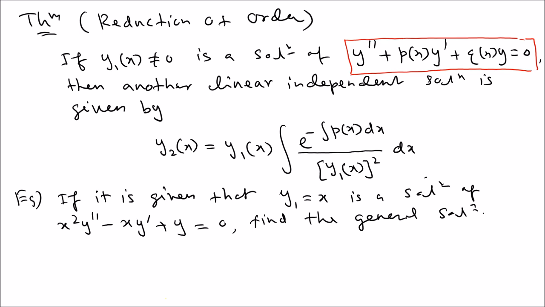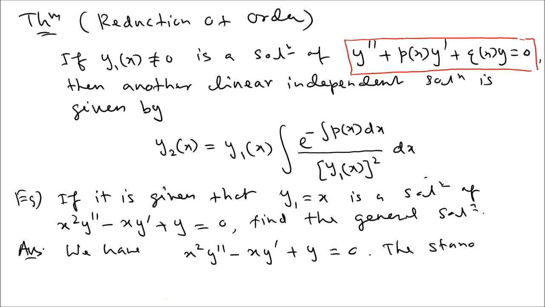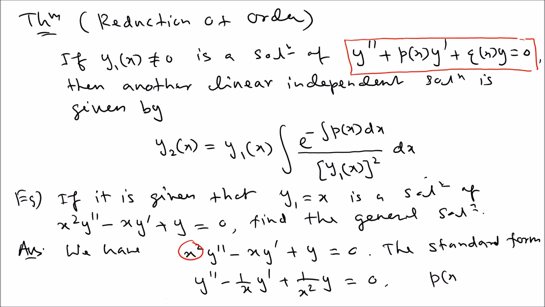So that's to find the general solution. That means it's a second order differential equation, so there's another solution. We're going to find the other solution using the integrating factor method. When you look at this one, it is not of the standard form. There's an x squared term, so we have to divide by that. So we have x squared y double prime minus x y prime plus y equals 0. We can divide by x squared to bring it to standard form. If you divide by that, you're going to get y double prime minus 1 over x y prime plus 1 over x squared y equals 0. So you can see where p(x) is: negative 1 over x, that's the p(x) term. So you have to isolate the p(x) term.